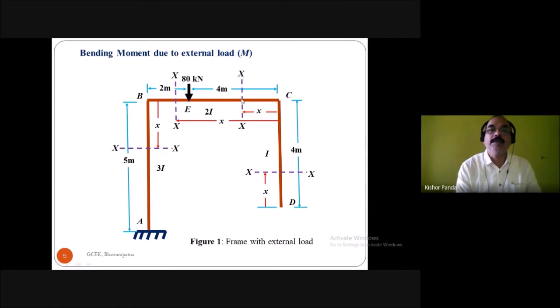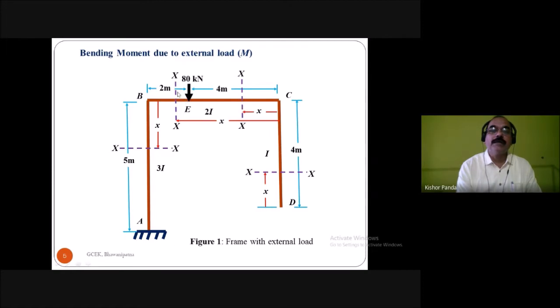And what is the moment here? So take a section at a distance x from the point C. What is the moment here? Because this side there is no load, so here also the moment is 0. This side there is no load, so the moment at this section is equal to 0. So here the moment is 0, and here also the moment is 0.